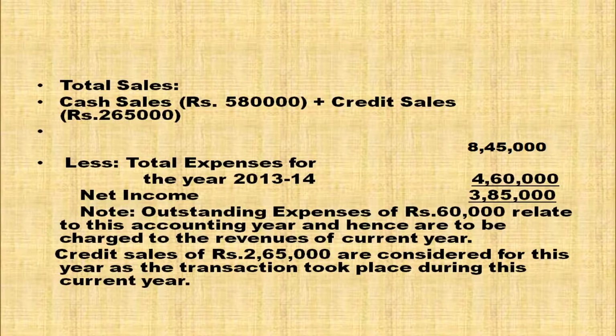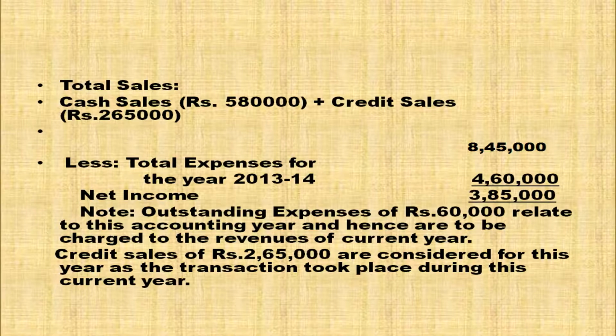Here, total sales includes cash sales and credit sales: 5,80,000 plus 2,65,000, that is 8,45,000. Expenses include the outstanding expenses also, so it came to 4,60,000. Revenue minus expense will give you net income, that is 3,85,000.